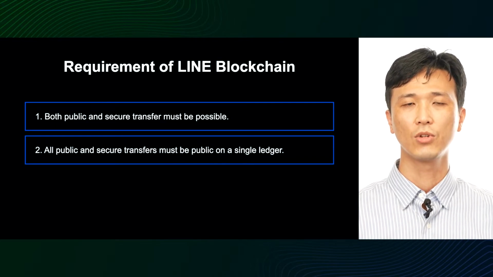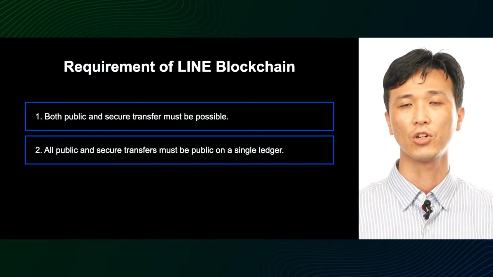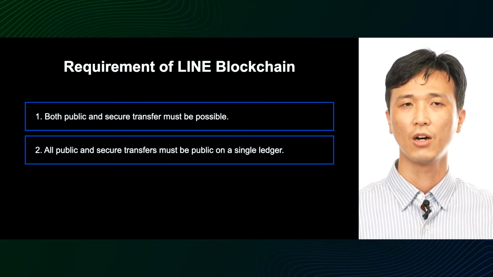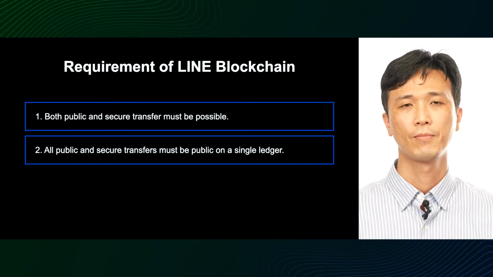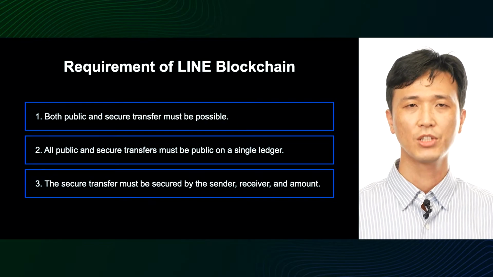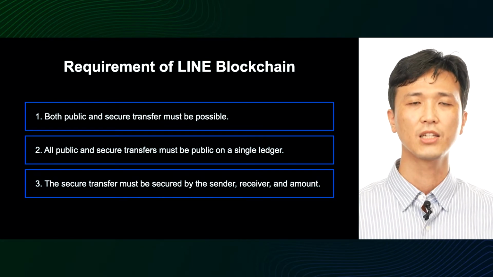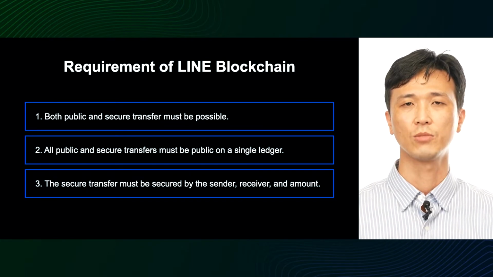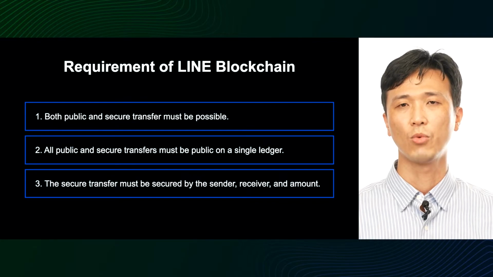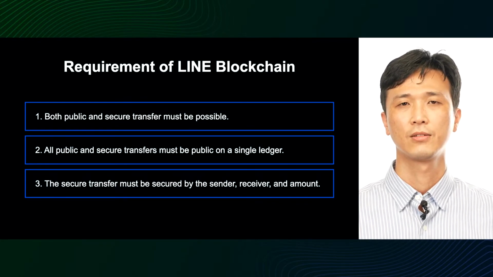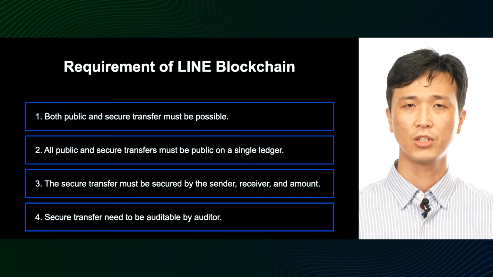This is because it is difficult to verify and agree without changing the currently developed consensus algorithm in the case of divided non-identical ledgers. And third is that all the secure transfers must be secured by the sender, receiver, and amount. So this is the ultimate method that we want for secured transactions.